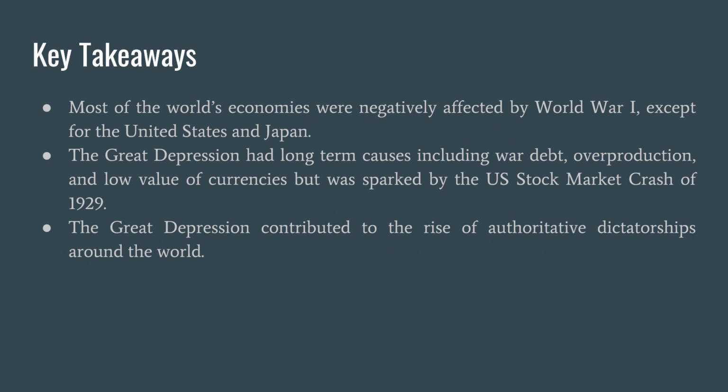So some key takeaways from the Great Depression. Most of the world's economies were negatively affected by World War I, save for the United States and Japan. The Great Depression was a long time coming. There were a lot of long-term causes, including war debt, overproduction, and a low value of currencies, but it was ultimately sparked by the U.S. stock market crash in 1929. And we're also going to see that the Great Depression and the economic struggles in many parts of the world are going to contribute to the rise of authoritarian dictatorships.